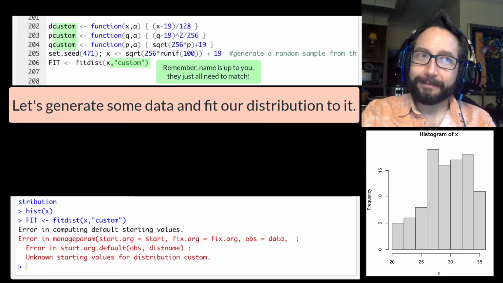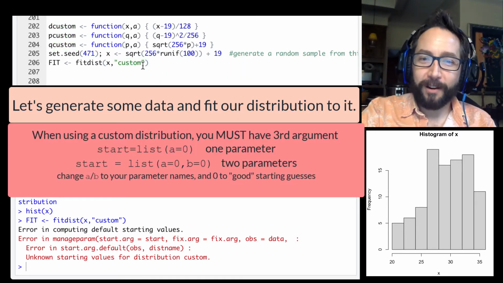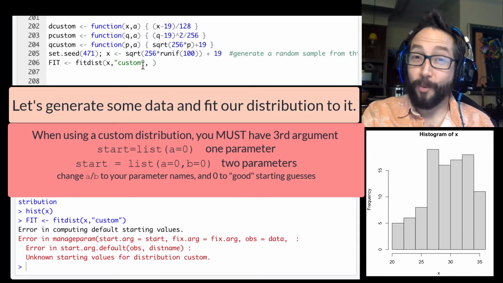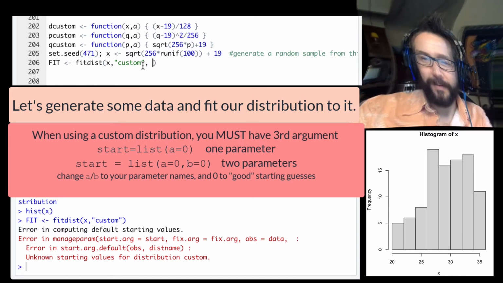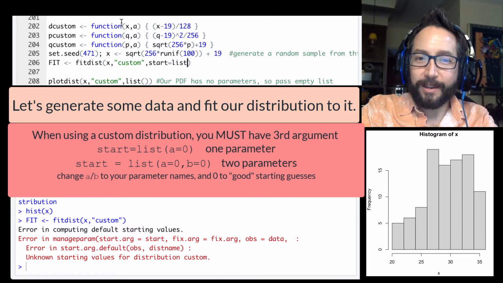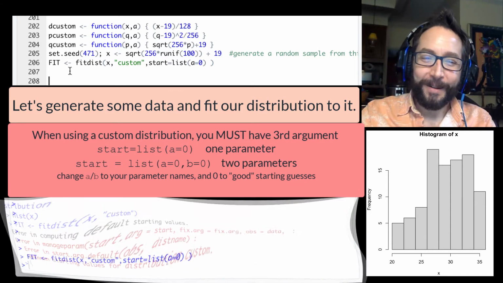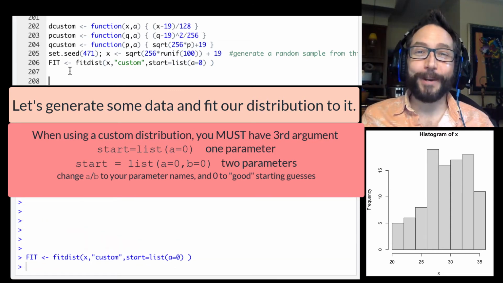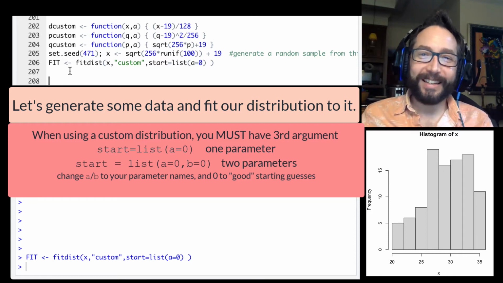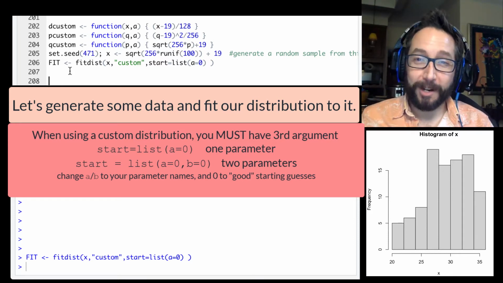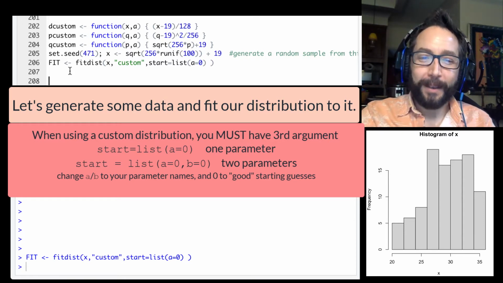So if we run that, we get a little error because when we have a custom distribution, R says, okay, give me a little bit of a hint about what that parameter might be. So we have to actually say list a equals 0 here. This is just to get it to work. We don't actually ever use the value of a anywhere, but fitdist is not smart enough to figure that out. So we just have to say start equals list and then give it some starting values for what those parameters might be. It'll figure out the best values when necessary. In this case, there's nothing to estimate, but we did it.